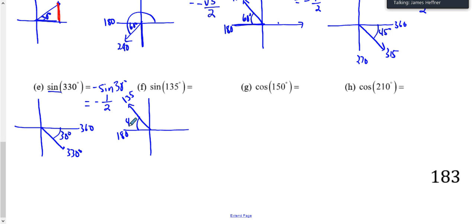Isn't it a 45-degree reference angle, you guys? Yeah. So what do we get for the sine of 135? It's positive, because it's up top. Yeah, we get positive. Positive what? Look at your chart. Positive square root of 2 over 2, right?